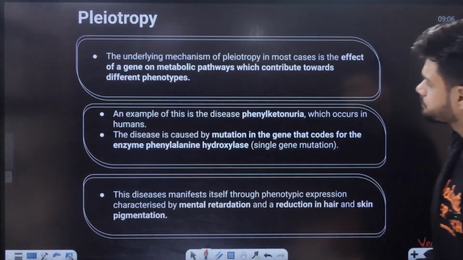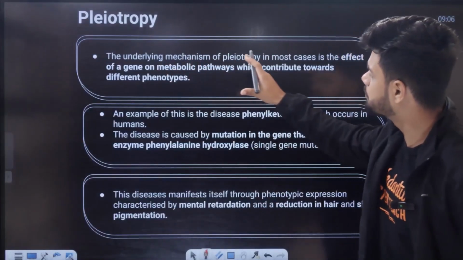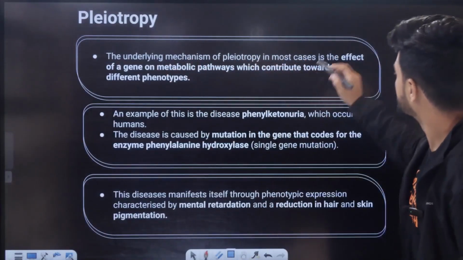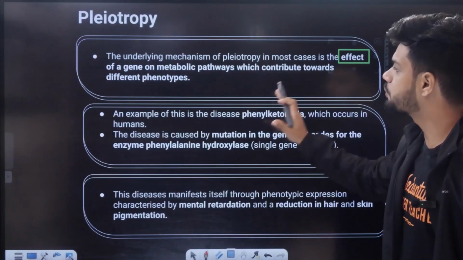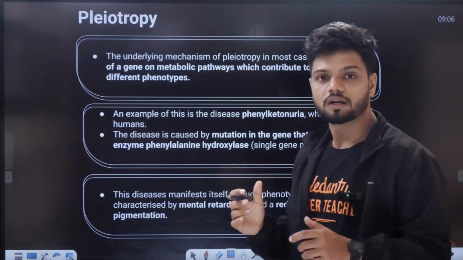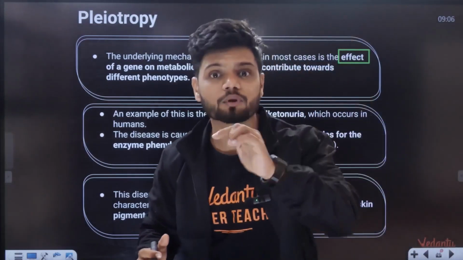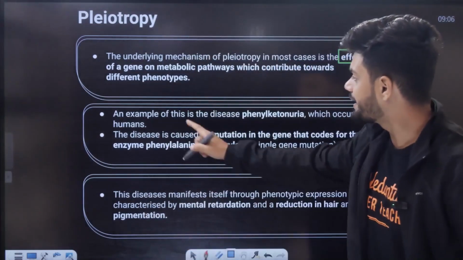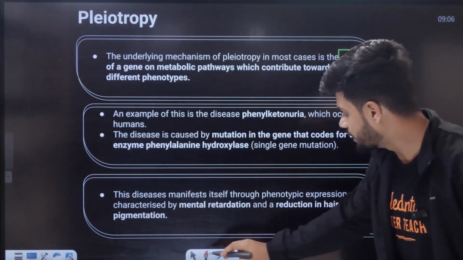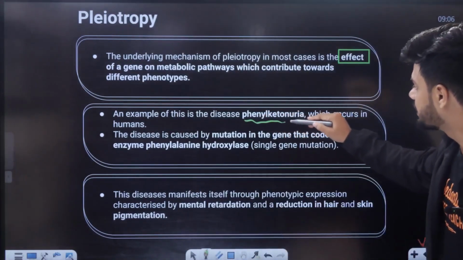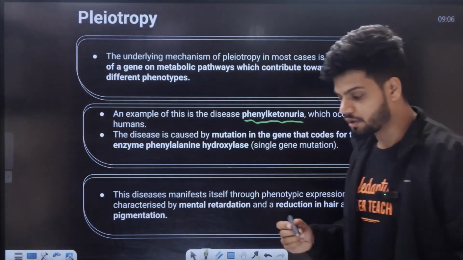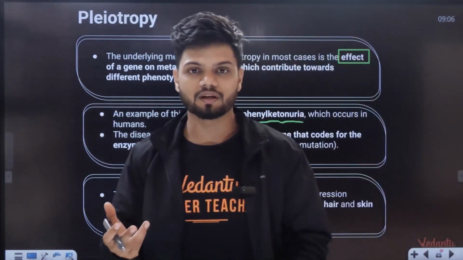Pleiotropy. The underlying mechanism of pleiotropy, in most cases, is the effect of the gene on a metabolic pathway which contributes towards a different phenotype. So how does it work? The pleiotropic gene affects the metabolic pathway. Remember that. An example of this is the disease phenylketonuria, students. Very simple example they've given you. PKU disease, phenylketonuria. Now, what happens?